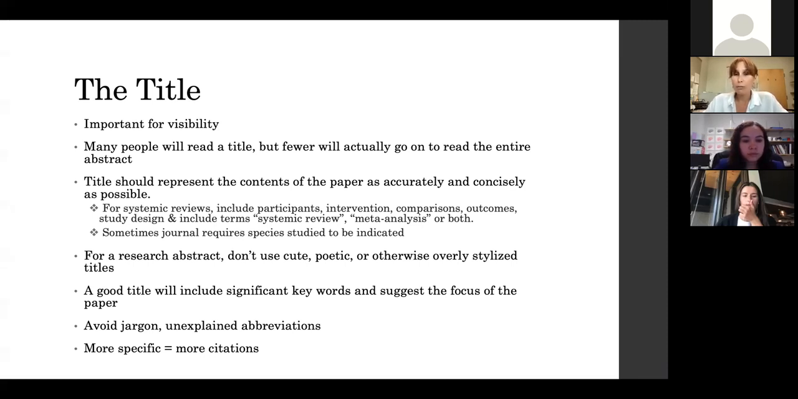Don't be too clever, okay? So using a pun or a play on words might be fun, but your work is unlikely to be picked up by a search engine, and the meaning may be lost on an international audience. Avoid jargon, avoid acronyms and unexplained abbreviations. So essentially, your title should be concise but informative.